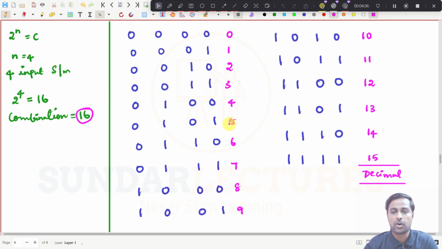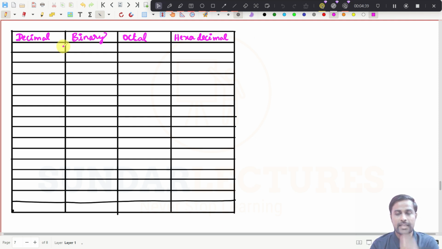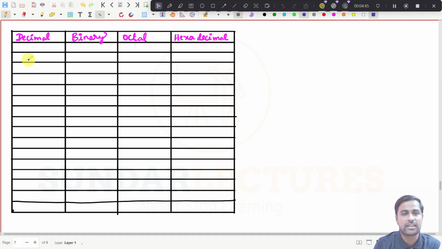Try to understand. If I say 4-digit inputs, then you will have 16 combinations. That means up to 16 decimal values. Can you understand now? Now what we will do? We will write 16 combination values for every octal, hexadecimal, binary, whatever it may be. So you see here, I have just taken the tabular column, and I will write down binary values now.